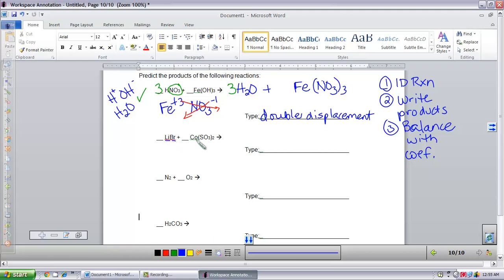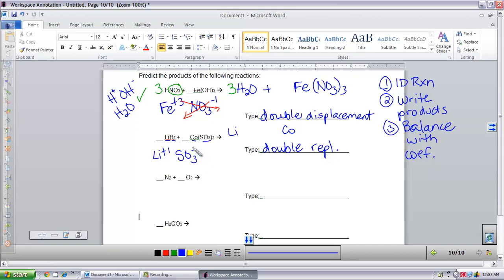Got lithium bromide with cobalt sulfite. Well, looks like 2 couples to me. So double replacement or double displacement. So lithium will stay as a cation and cobalt will stay as a cation. That's how you write those compounds. But lithium will now be with sulfite. Now lithium is a +1 charge looking at the periodic table. Sulfite is a negative.